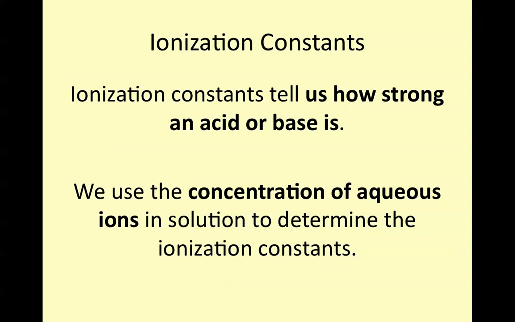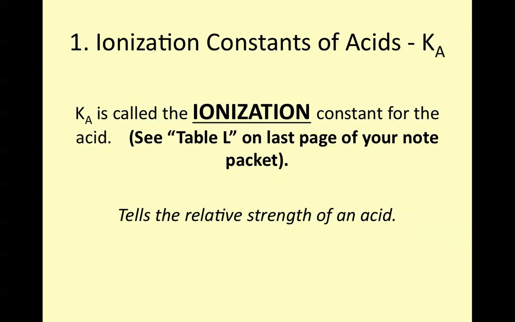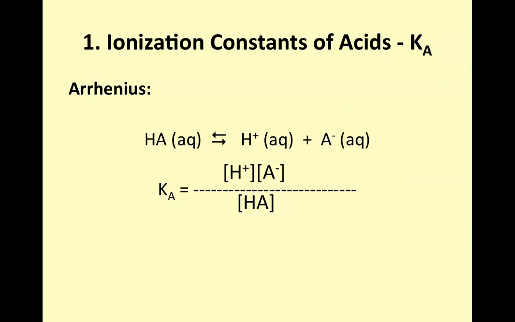We've done this back in our equilibrium unit when we did equilibrium expressions and solubility product expressions, where we weren't inputting any pure solids or liquids, and that's going to hold true for this as well. So Ka is referred to as the ionization constant of an acid. If you look on the very last page of your note packet, you're going to see an old Table L from a previous New York State reference table that we're going to be using and inputting some of the data from. And again, this tells us the relative strength of an acid.